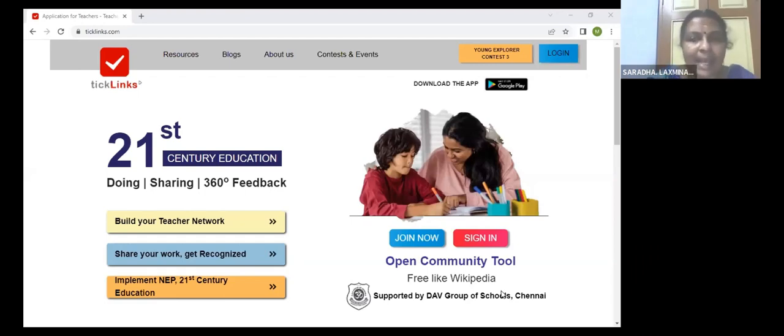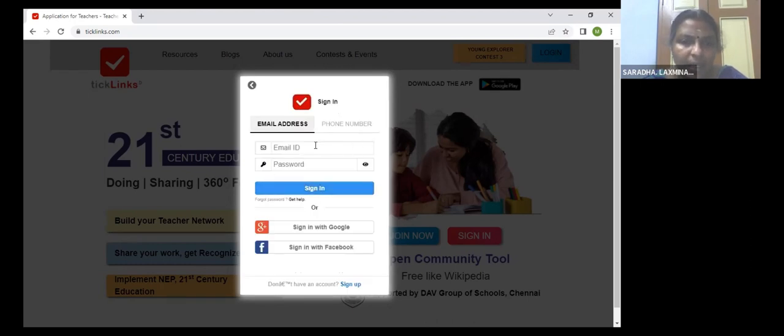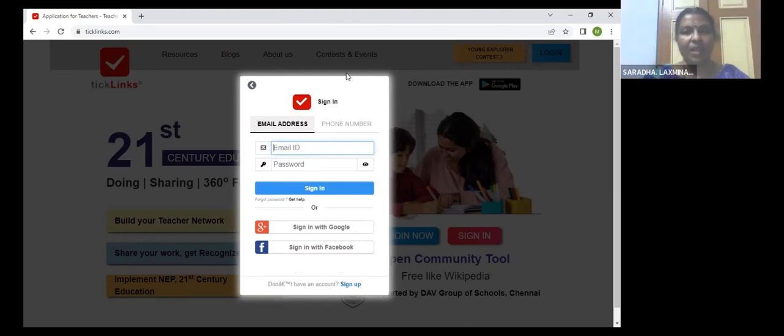It is only the Tickling app. You can log in, you can sign up. You can log in using your password and ID. You can give your mobile number and then sign in with your credentials. Then it will be useful. If you go in, you will get a lot of information for science, English, and maths. Science for 6, 7, 8 is nicely given.